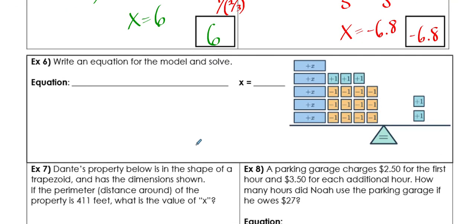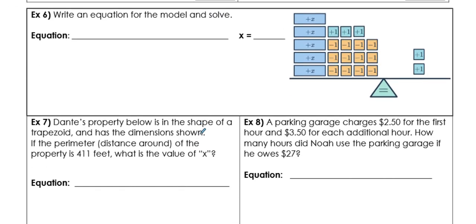Alright, the last few are a model and a couple of word problems. So we're going to write an equation for this model, and then we're going to solve. So to start, I'm just going to count up what I have. I have 1, 2, 3, 4, 5 x's. So I have 5x plus 3. 1, 2, 3, 4, 5, 6, 7, 8, 9, 10, 11, 12. Minus 12. Those are each minus blocks, so it's minus 12. And that equals, it's balanced with just 2 on the other side.